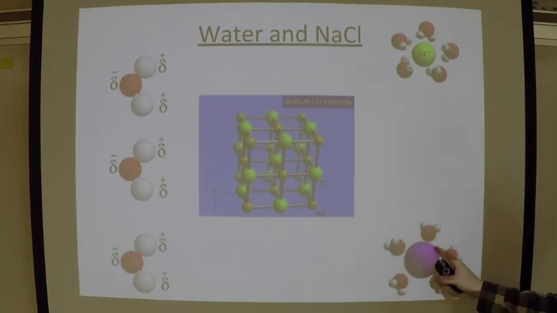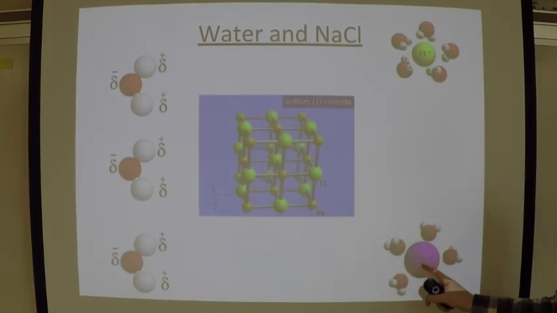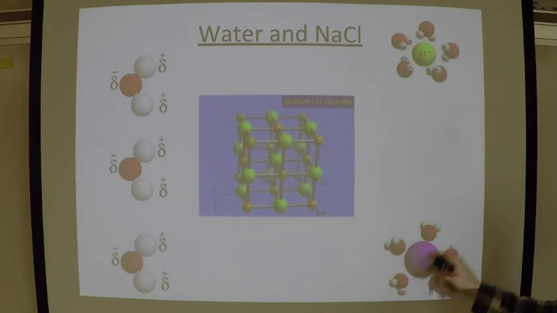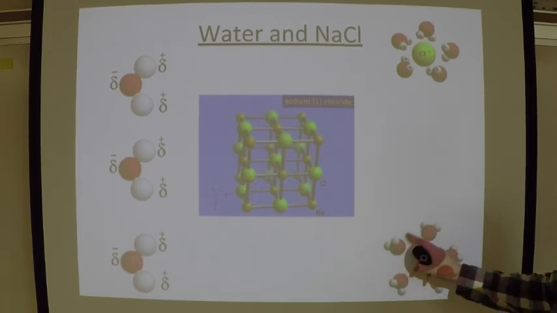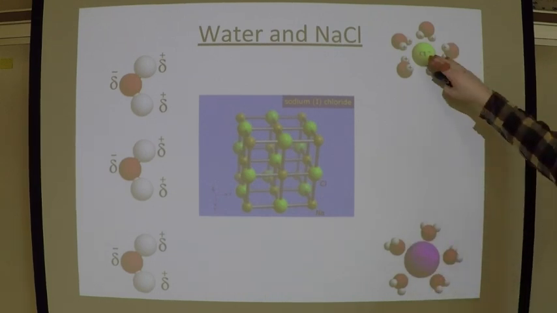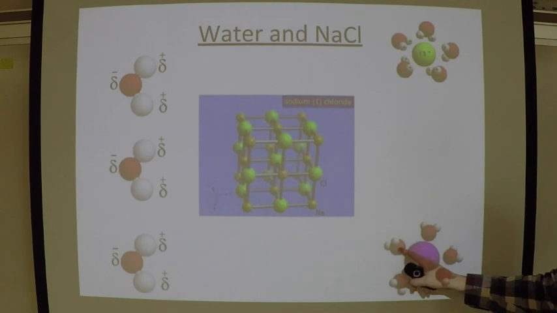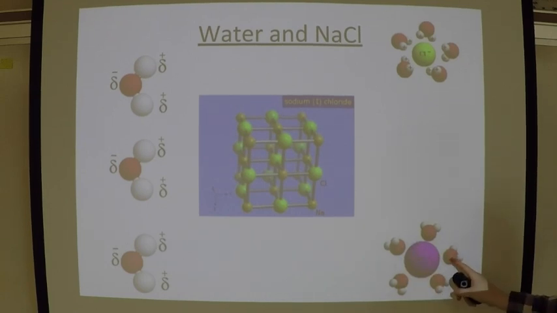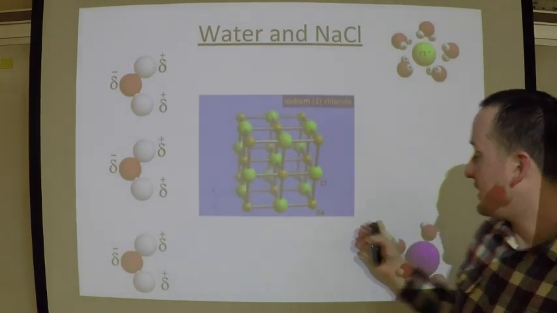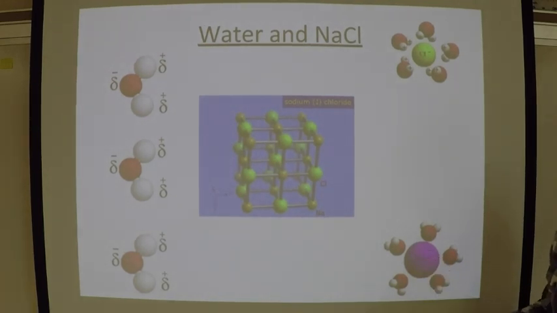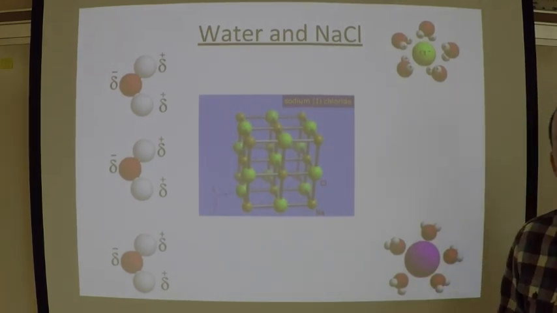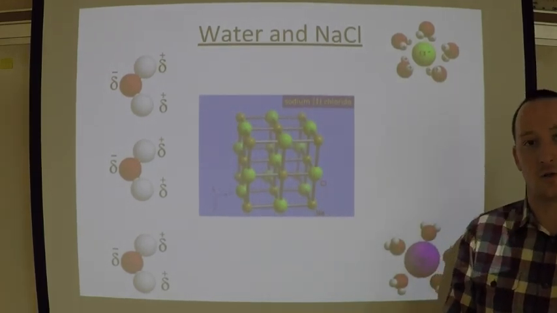So sodium is a positive charge. Notice how the red part, and this is what I want you to sketch. I want you to sketch something that looks like this. This is the sodium ion, and these are the waters around it. Here's the chloride ion, and these are the waters around it. Notice how the negative side of the waters, the oxygen, is facing towards the positive ion. Well, why is that? That's because opposite charges attract each other.